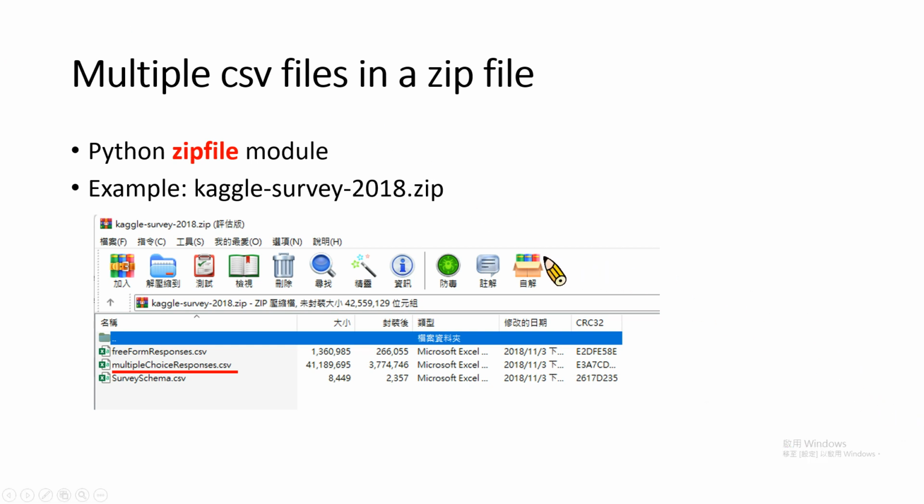Okay. Here we see the case when there are multiple CSV files in a zip file, and how we read the file into a data frame. In such a case, we need a Python module called zipfile. And we have an example zip file which you can download from the Kaggle classes. In the zip file, there are three CSV files inside.